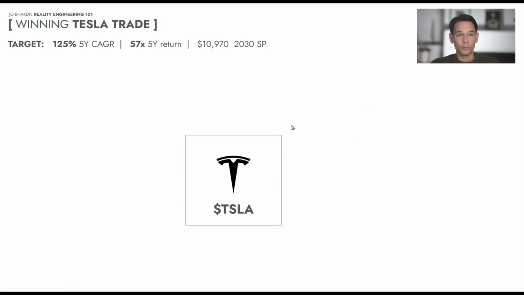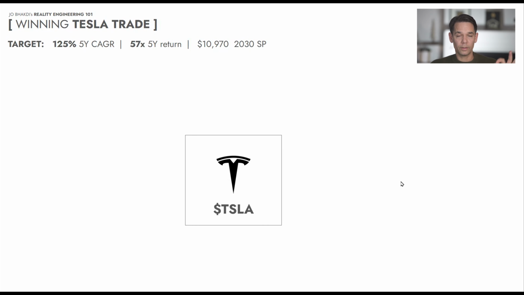So the objective here is to implement a winning Tesla trade with the thesis that Tesla will very likely reach a share price of 10,970 by 2030. That is at least my analysis. If I know that, how do I trade the stock? The objective is to generate a 125% 5-year compound annual growth rate. This is 100% alpha over that return and make roughly 57 times my money.